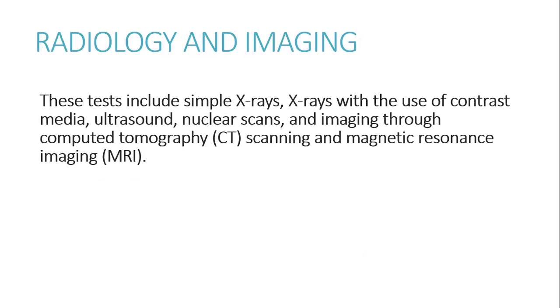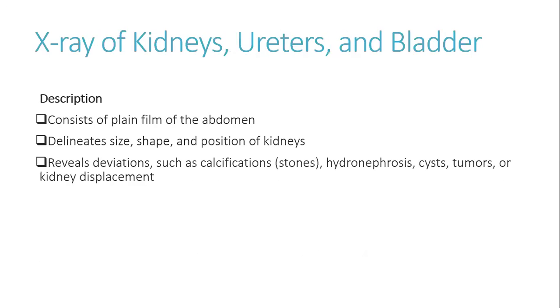These tests include simple X-rays, X-rays with the use of contrast media, ultrasound, nuclear scan, and imaging through computed tomography scanning and magnetic resonance imaging, that is MRI. And first of all, we go through the X-ray of the kidney, ureter, and bladder, which is also called KUB X-ray. It consists of a plain film of the abdomen, and it delineates the size, shape, and position of the kidney. It reveals deviations such as calcification, stones, hydronephrosis, cysts, tumors, or kidney displacement.